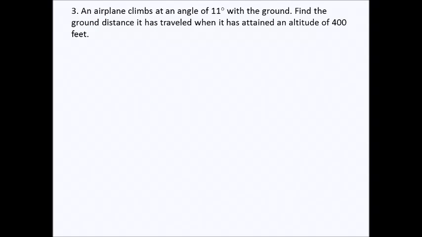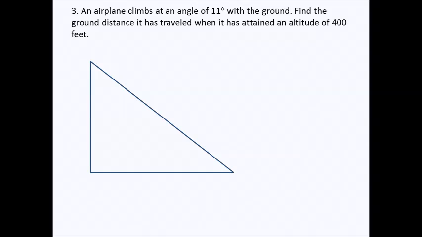An airplane climbs at an angle of 11 degrees with the ground. Find the ground distance it has traveled when it has attained an altitude of 400 feet. Step 1, draw a right triangle. Step 2, label the triangle.